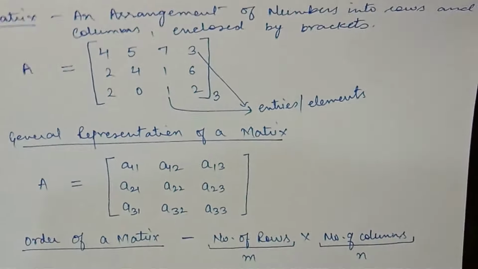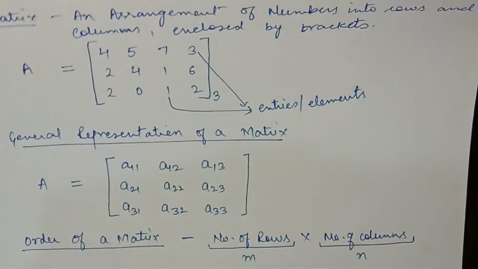The next type of matrix is a column matrix. From its name, it means the same as your row matrix. A matrix that contains only a single column is called a column matrix. So for example, if I have matrix B, then it will contain just a single column and we can have any number of rows in this matrix. So this is the example of a column matrix.